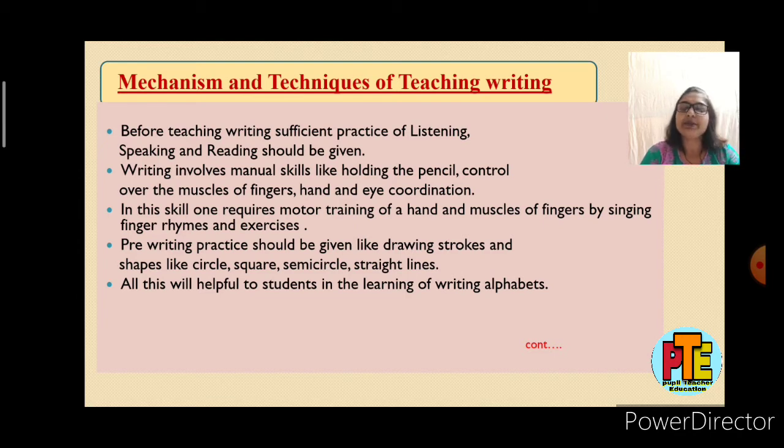We can also call this preparatory exercises. With singing rhymes and exercises at the same time, the teacher should give pre-writing practice. Let the students draw a picture of their own choice. You may not find it a very clear or skilled picture, but this will help the children in their writing practice. Then the teacher can give practice of drawing shapes like circles, semicircles, squares, straight lines, curved lines and strokes. This will help the child to write alphabets with proper shape and size.